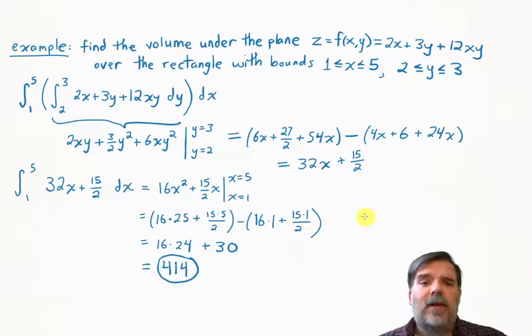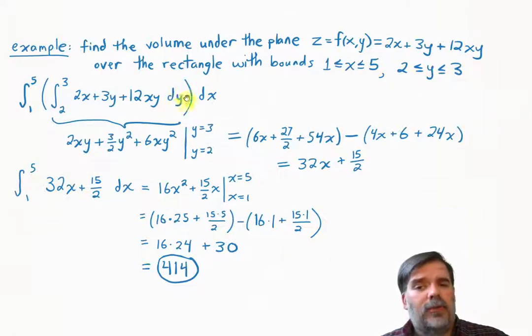All right, let's do another example, this time with a slightly longer function. Let's find the volume under this surface. I don't know why I wrote a plane. This isn't a plane, this is a surface. z equals f of xy, which is equal to the function 2x plus 3y plus 12xy. I'd like to find the signed volume under this surface, but over the rectangle bounded by x goes from 1 to 5, and y goes from 2 to 3.